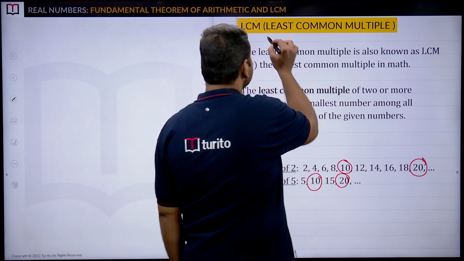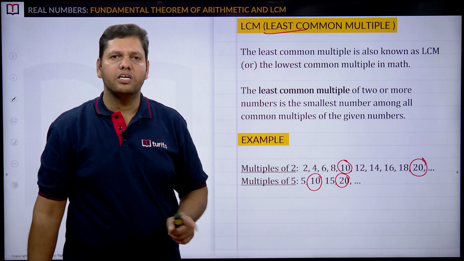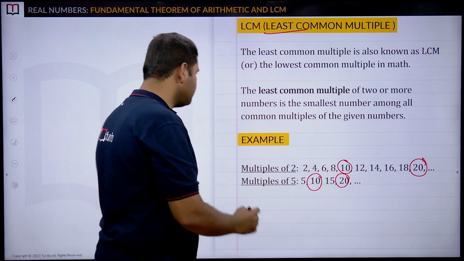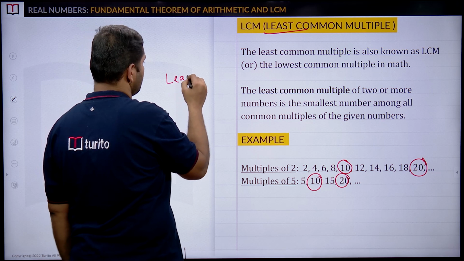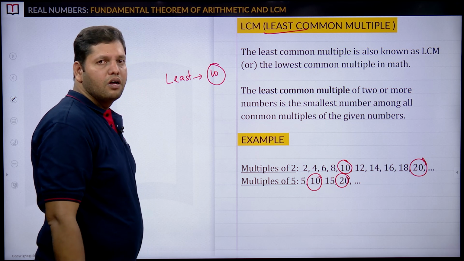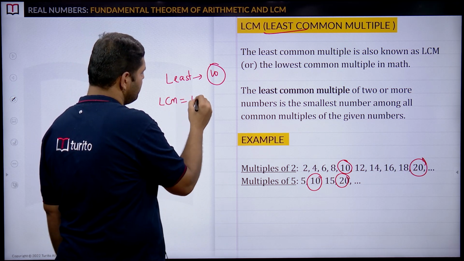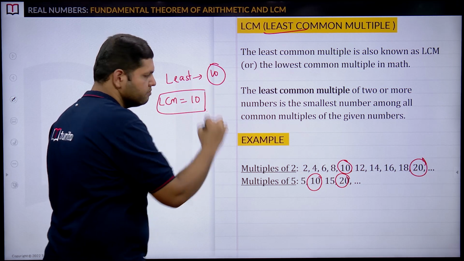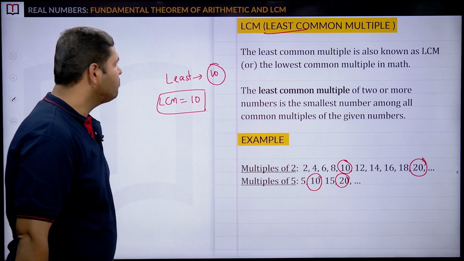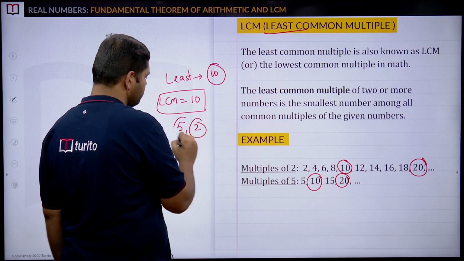So what is actually the LCM, children? The least one we have to select. Among 10 and 20, can you tell me what is the least one? 10 is the least one, isn't it? So since 10 is the least one, we can say the LCM is 10. Clear, children? Therefore the LCM is 10, the LCM of 5 and 2.